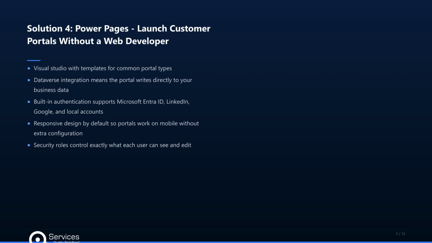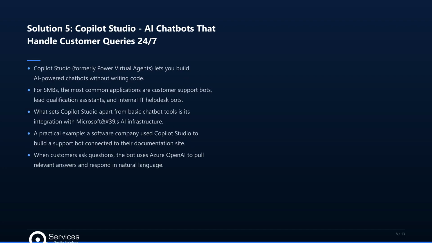Solution 5, Copilot Studio: AI chatbots that handle customer queries 24/7. Copilot Studio, formerly Power Virtual Agents, lets you build AI-powered chatbots without writing code. For SMBs, the most common applications are customer support bots, lead qualification assistants, and internal IT helpdesk bots. What sets Copilot Studio apart from basic chatbot tools is its integration with Microsoft's AI infrastructure.